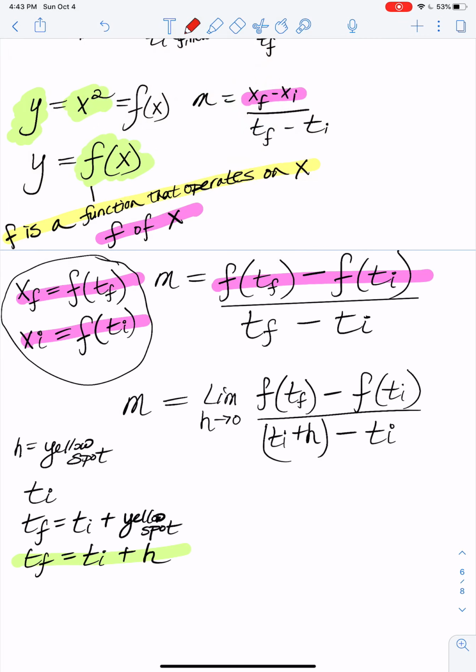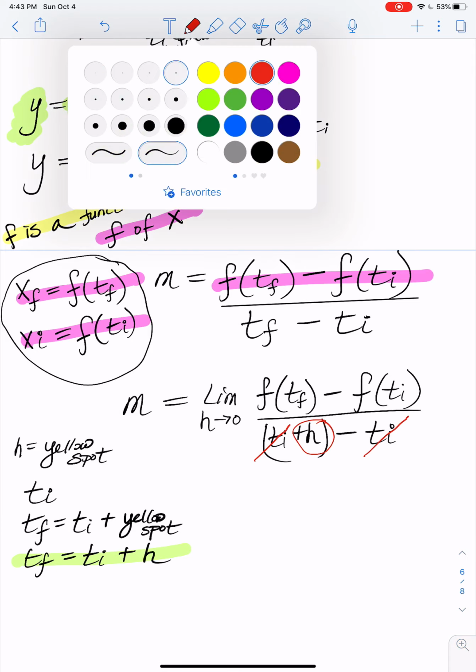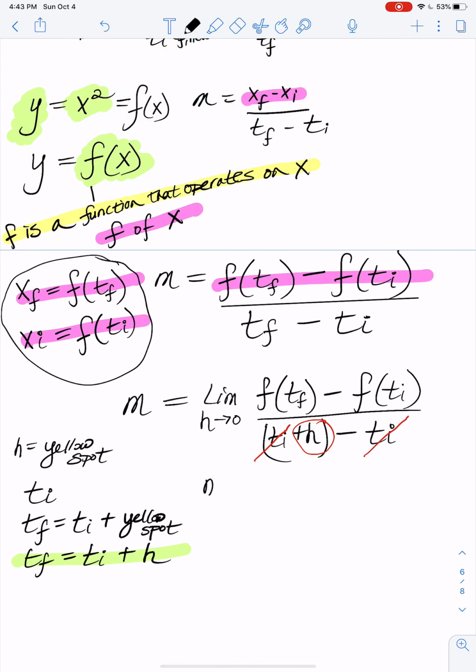If you take ti plus h minus ti, this is the same as me saying, what's 3 plus h minus 3? You're saying, well, it's just h, and you're right. Positive ti and negative ti are going to go away and leave us just with h on the bottom. So once again, another rewrite step. The slope is equal to the limit as h approaches 0, that tiny number that you can't even think of because it's smaller than any number you can possibly think of, of the slope equation.